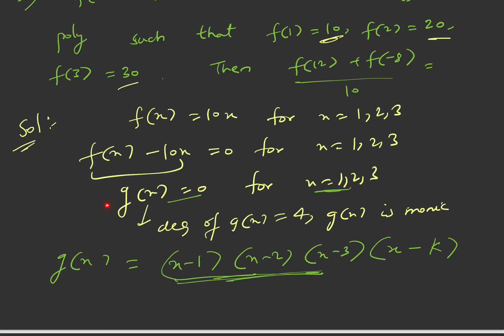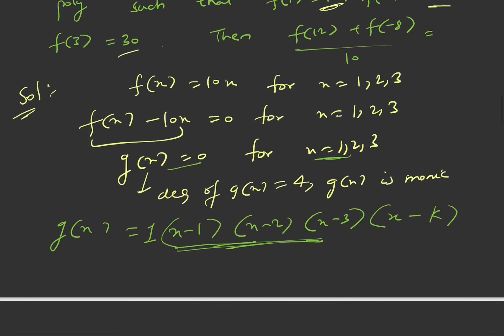So try to understand this. g(x) is equal to 0 for x equal to 1, 2 and 3. So I can say that x minus 1, x minus 2 and x minus 3 are definitely the factors of g(x) by the factor theorem. But since g(x) is a polynomial of degree 4, you can't just stop here, right? This is just degree 3. So you will have another factor of degree 1. I am taking that factor as x minus k. And since the leading coefficient is 1, so this is just 1. So this is my g(x).